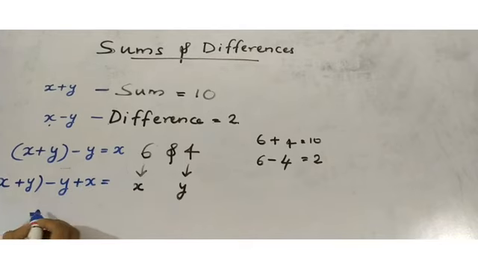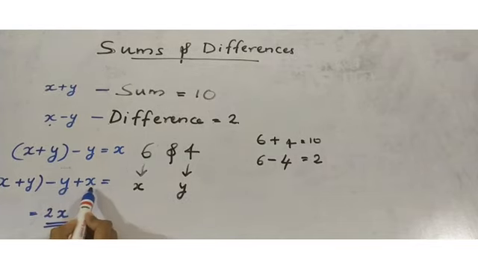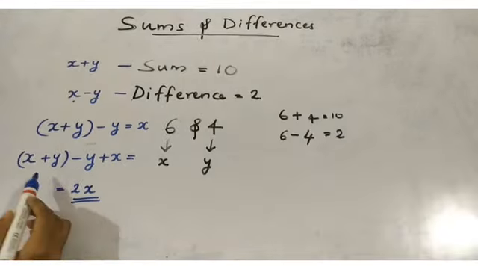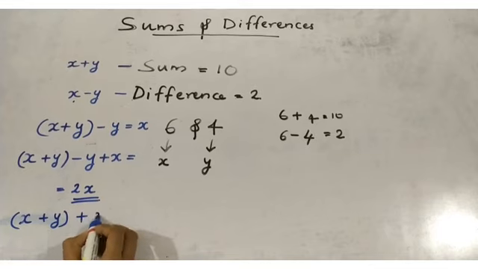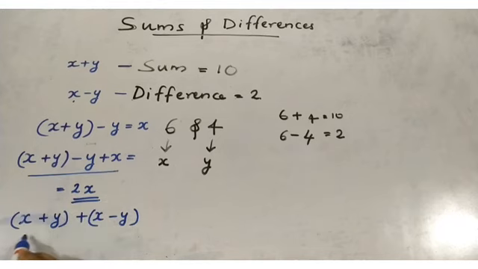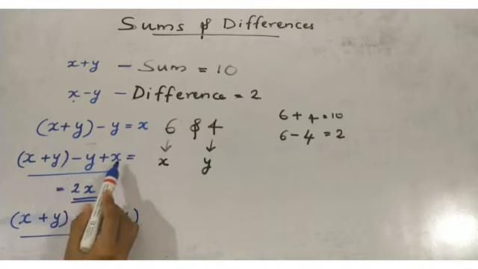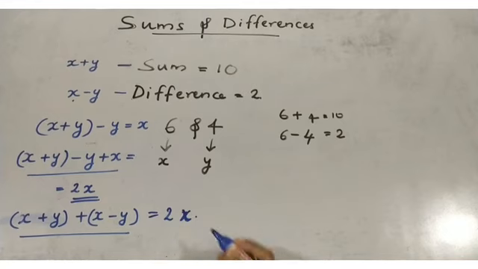That is equal to x plus x, 2x. y minus y is 0. So I got 2x as the answer. Here look, first we subtracted y and then we added x, right? Instead of that, we can add x first and then subtract y. That will be the same. So we can write this as x plus y plus x minus y. Both are the same, isn't it? So that will be equal to the same answer, 2x, right?